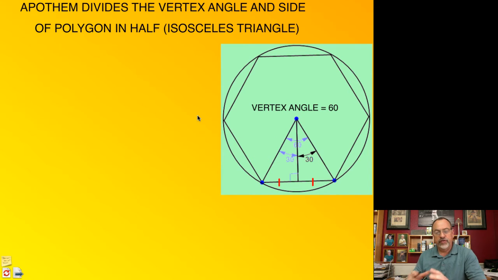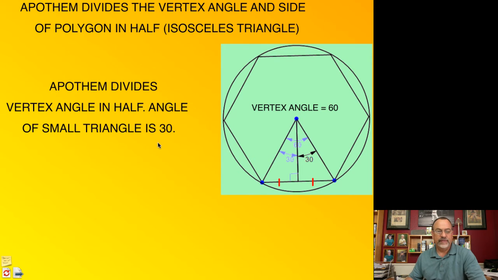Alright, so when you draw the apothem, it does two things. It cuts that angle that you figured out by doing 360 divided by the number of sides in half. And then it also cuts the side of the polygon in half. So by doing that, that's going to give us a right triangle. We're also going to be able to determine what one of the angles in that triangle is.